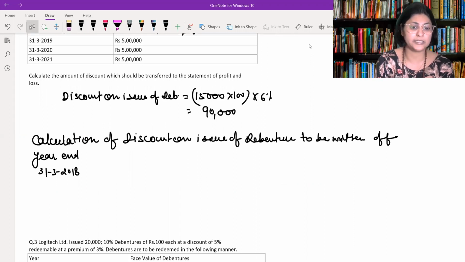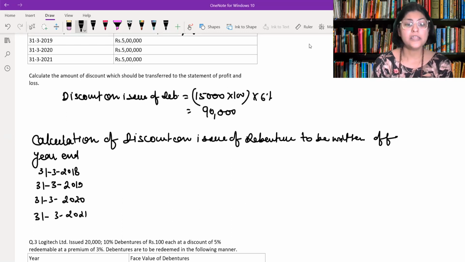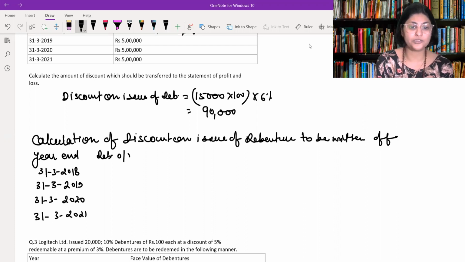This is my first year end. Then my second year end is 31st March of 2019. Then this will be 31st of March 2020. And the next will be 31st of March 2021. Like this, I have 4 year endings. Now debentures outstanding. How many debentures are outstanding?